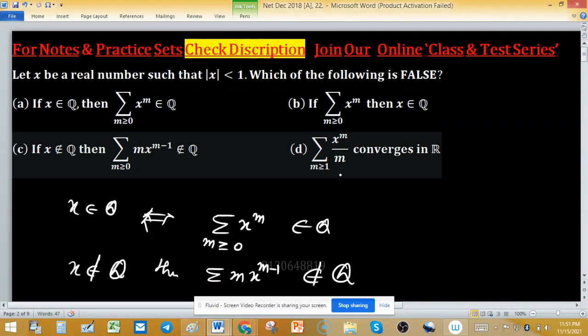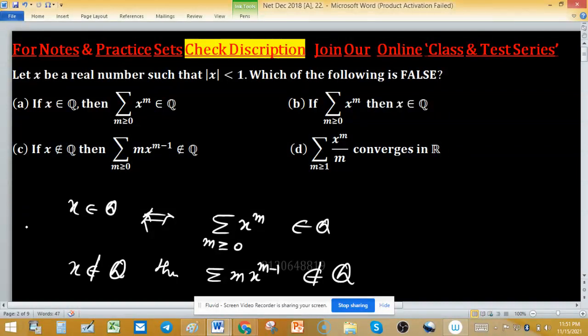Options A, B and D are true. It means option C will be false, and this will be the desired option. So the key is option C.